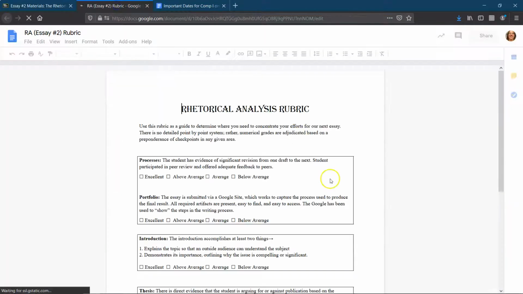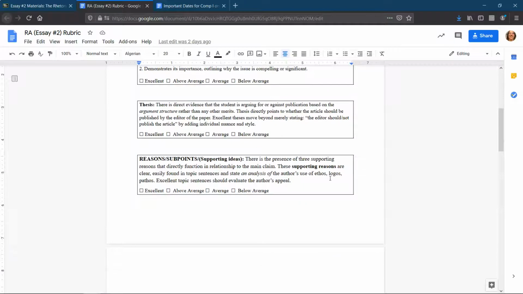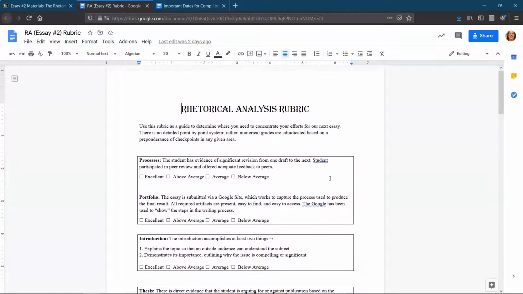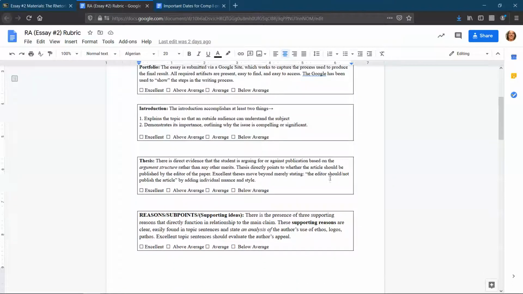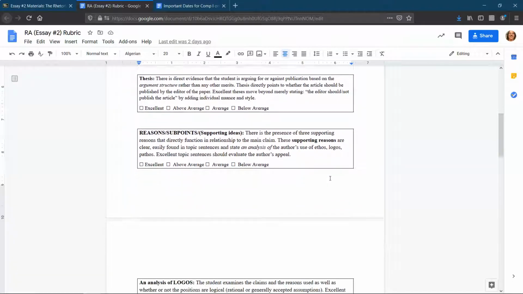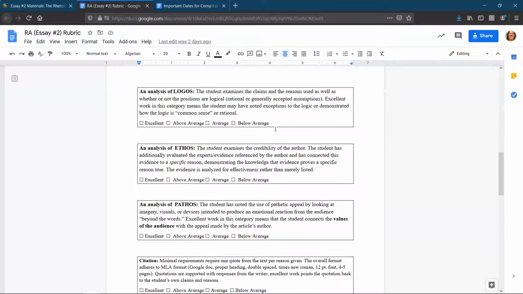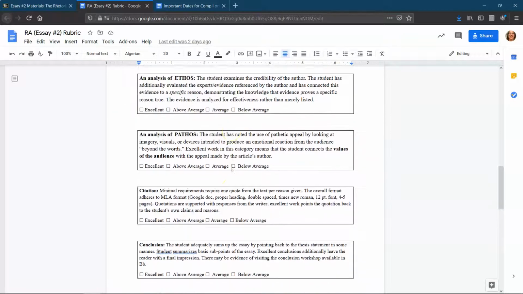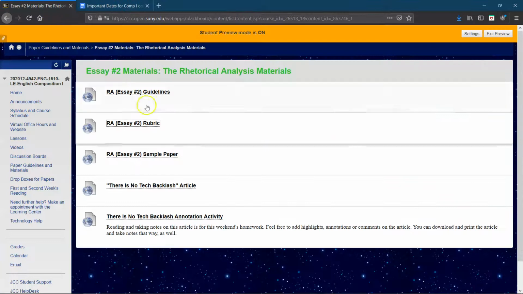So here is the rubric that I like to look at when I'm grading. As always, it pretty much includes the usual things like introduction, thesis, reasons, subpoints, supporting reasons, and do you have an analysis of ethos, logos, and pathos? It goes more in depth into what I'm looking for when I grade the paper. So if you want to take a look at that, you're free to do so.